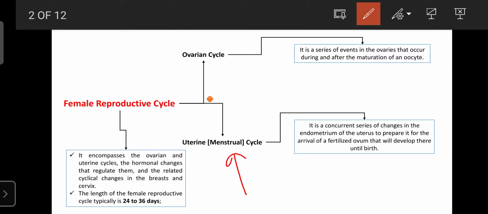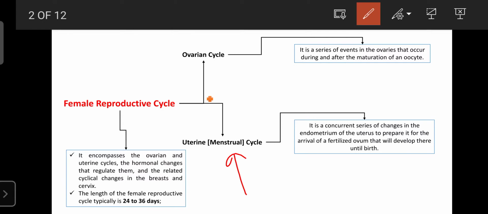The ovarian cycle occurs in the ovary, in any one of the ovaries, where the follicles are developed and matured. Then they are converted into an ovum, so the ovarian cycle is responsible for the formation of the ovums.